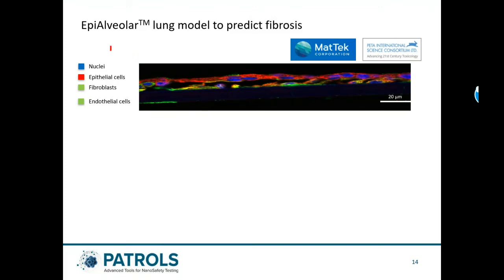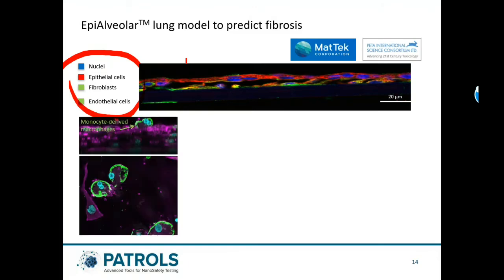They have started to establish a co-culture model with epithelial type 1 cells, primary cells from human donors, which they combined with fibroblasts and endothelial cells on the lower side of the membrane insert. Here you see a histology image of these cell cultures, and the great advantage of this system is that this EpiAlveolar lung node is stable at the air-liquid interface for several weeks, which was really one of the key points for our fibrosis work.